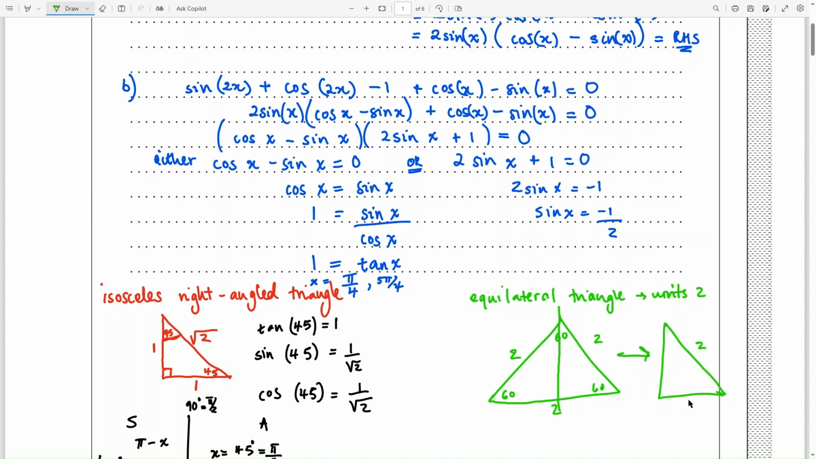Still, this is 2 and this is 1. And then you could use Pythagoras' theorem to work out that this is square root of 3. And then this is still 60 degrees. This is where we cut it in half. That top is now 30 degrees.